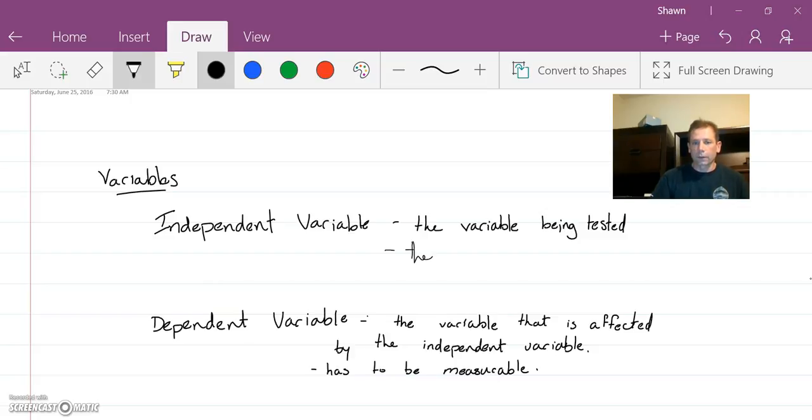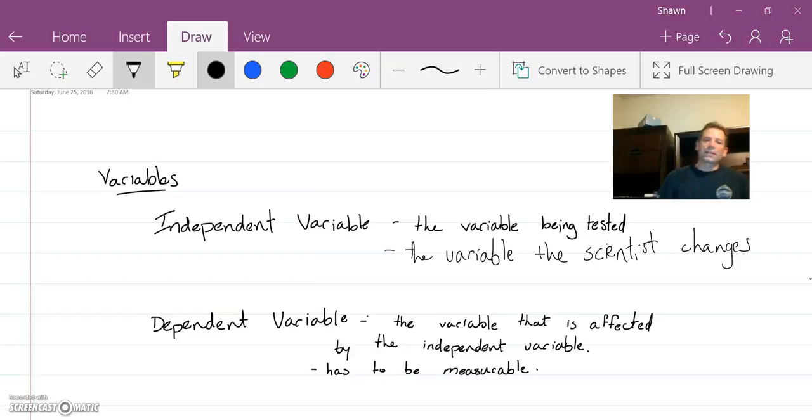The variable the scientist changes. That's why I try not to write and record at the same time.